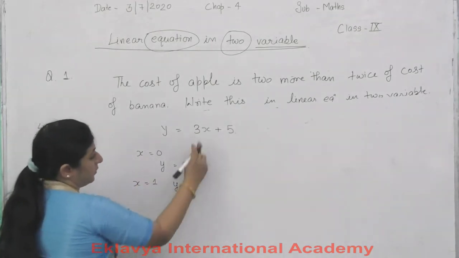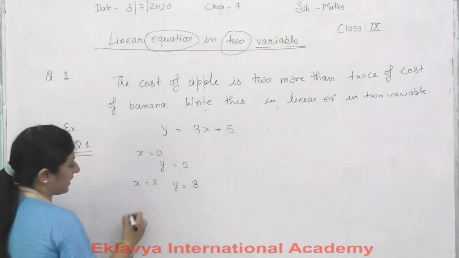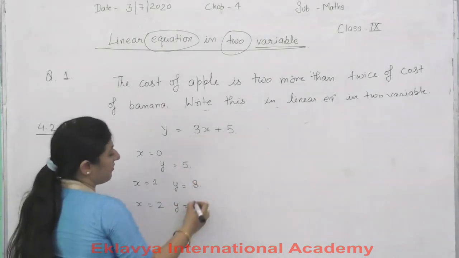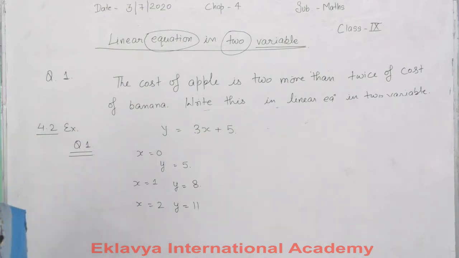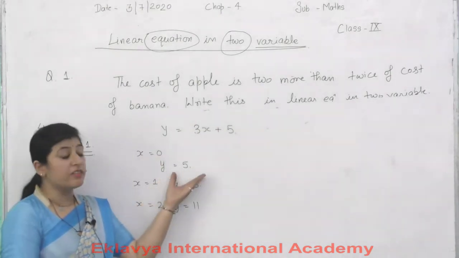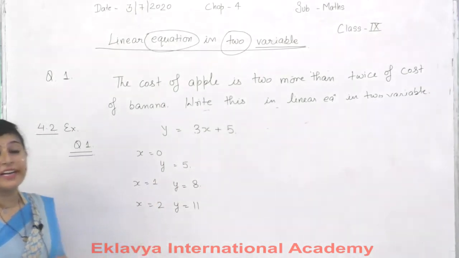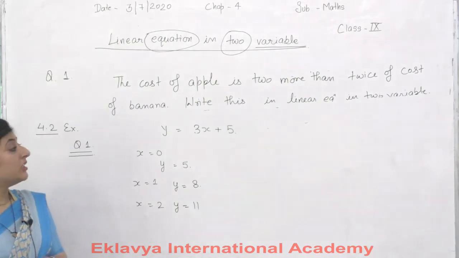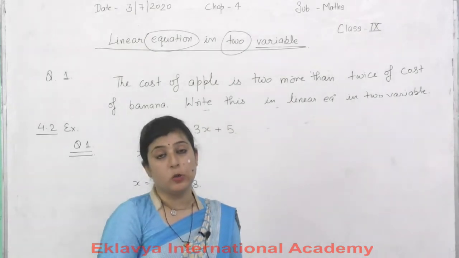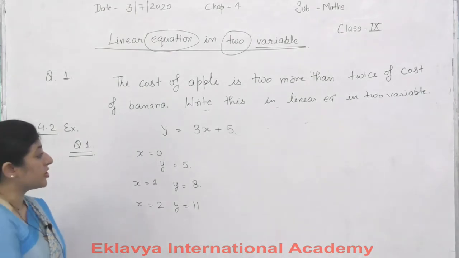X is equal to 1. Then y is equal to 3 ones are 3 plus 5, 8. X is equal to 2. Y is equal to 3 twos are 6 plus 5, 11. It means there is no unique solution. There is not only one solution, not only two solutions. It has infinitely many solutions. Always remember this thing, a linear equation in two variables has infinitely many solutions.